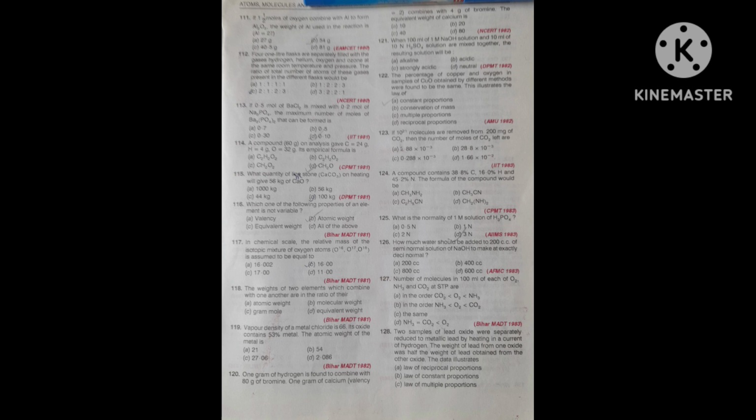Here see, it is a very tricky question. The empirical formula you are calculating, CH5N, is not given as an option, but CH3NH2 is given. Then you can set it like that, CH3NH2. This question was asked in medical CPMT.